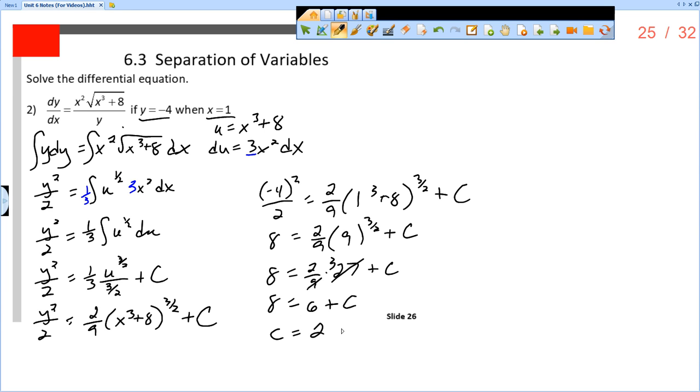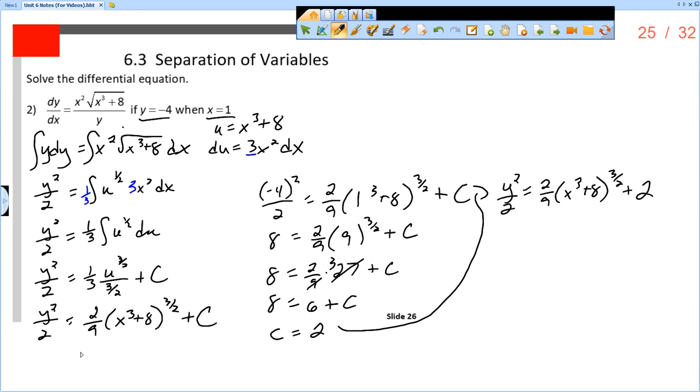So that means, okay, that I go here and I say, now I have that y squared over 2 equals 2/9 x cubed plus 8 to the 3/2 power plus 2. Now, it's important that we understand the different solutions, right? So this first one is the general solution, because we did not find the specific value of c, and it is implicitly defined. It is not defined as y equals, right? So this solution is general, but implicit. Now I have found a specific solution, but it's still implicit.